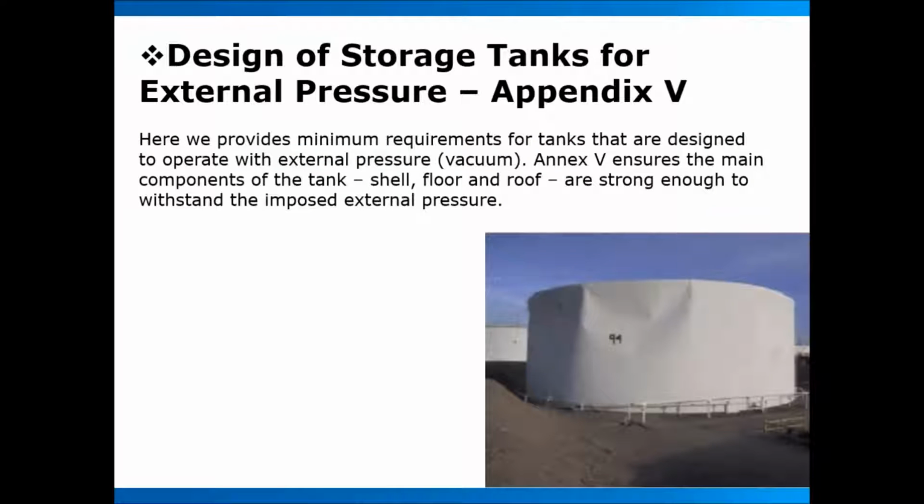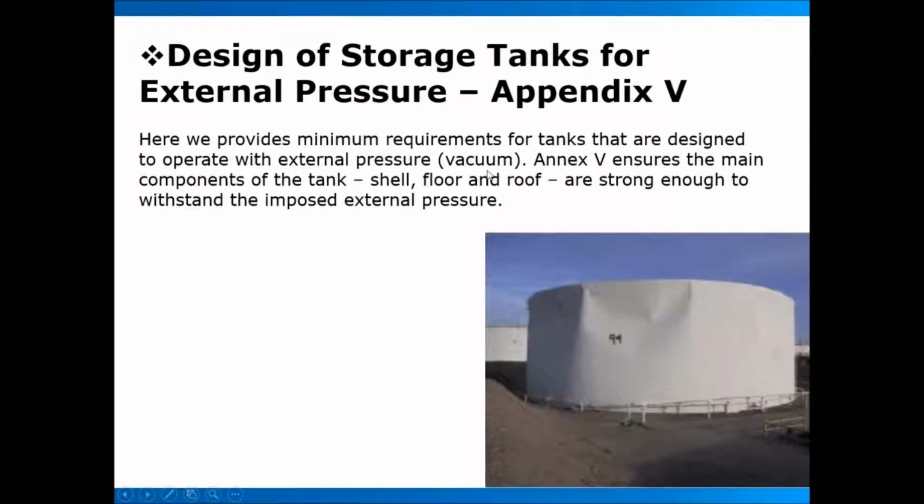Design of a storage tank for external pressure, Appendix V. This appendix provides minimum requirements for tanks that are designed to operate with external pressure. Appendix V ensures the main components of the tank, like the shell, floor, and roof, are strong enough to withstand the imposed external pressure. With the help of these parameters, we can evaluate the external pressure capacity of the tank.